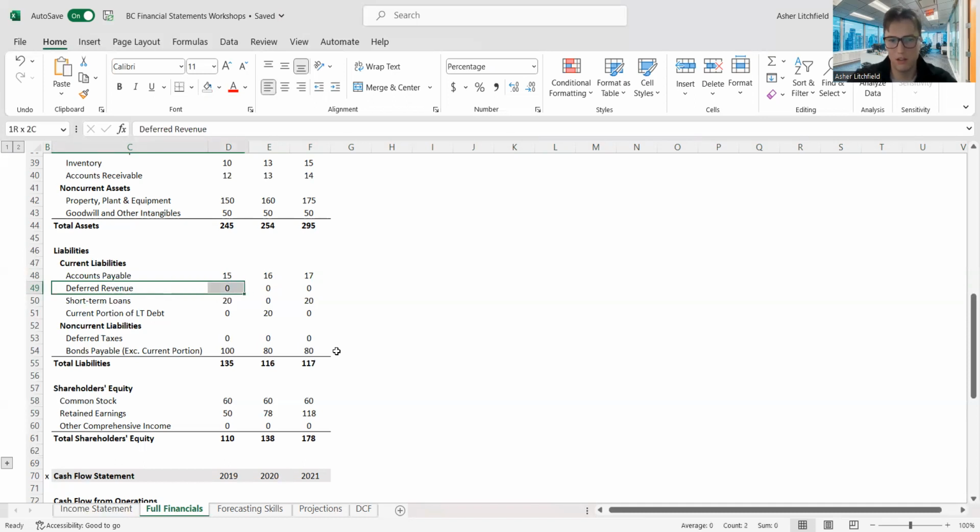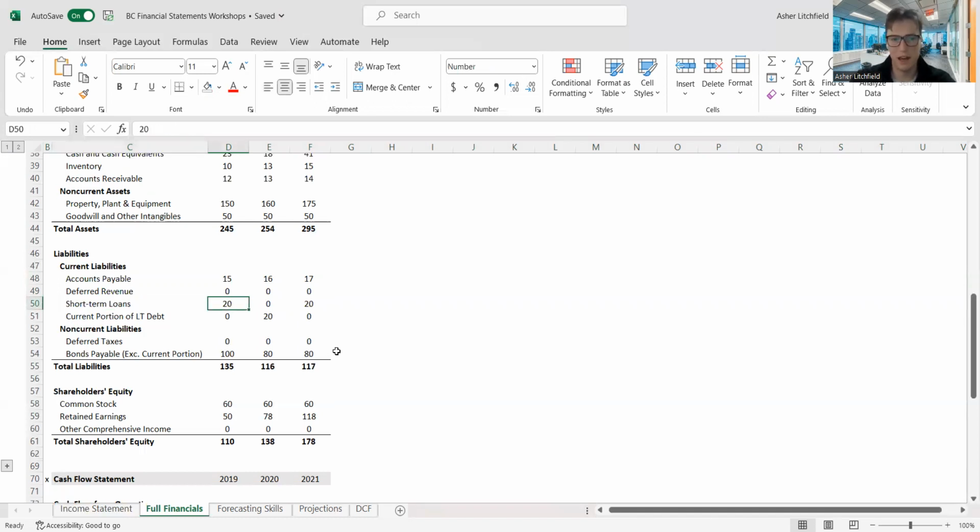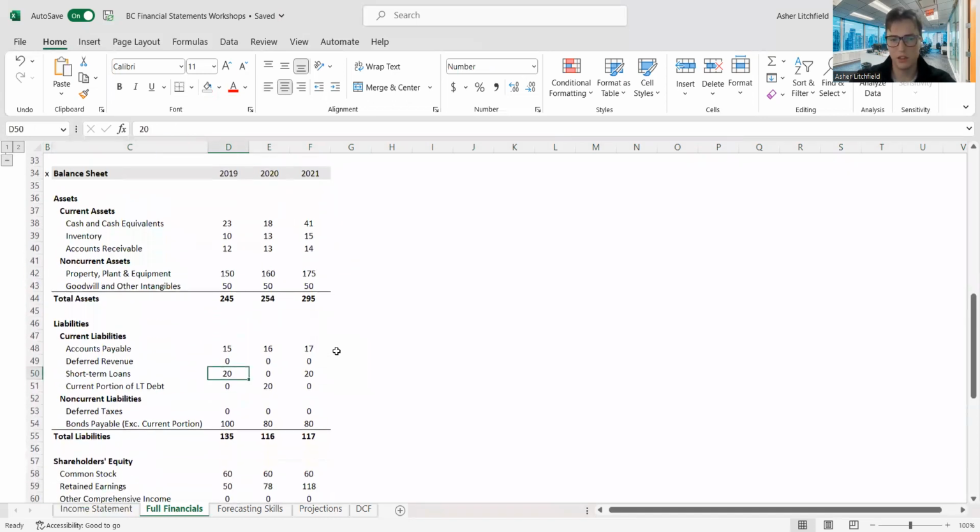You need to pay your maintenance engineers, whatever. So that's deferred revenue. This company sells widgets, which are not a service, so they have zero deferred revenue. Let's move on to short-term loans. These are loans with a maturity of less than a year. So for whatever reason, a company might take out debt to finance things in the short term.